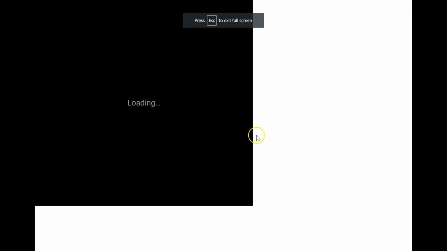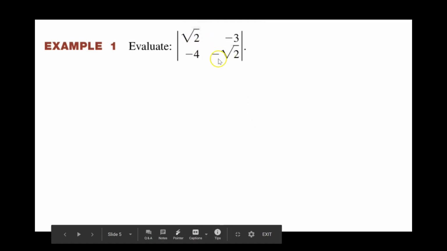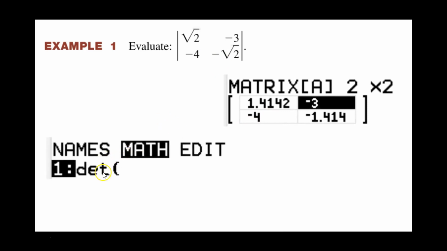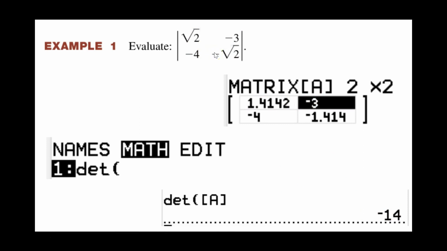So once we do this problem here, remember this is the very first problem I did in my example. Once we put it in the calculator and go get the determinant, the determinant of A equals -14. This is to help you check your work if you did it by hand by multiplying here and here. I think MyMathLab actually has an example of one with variables in it.